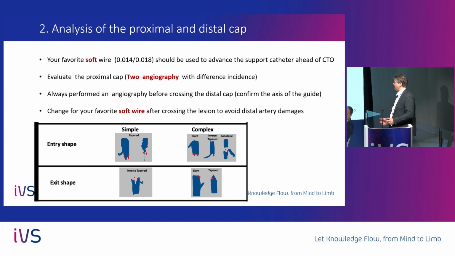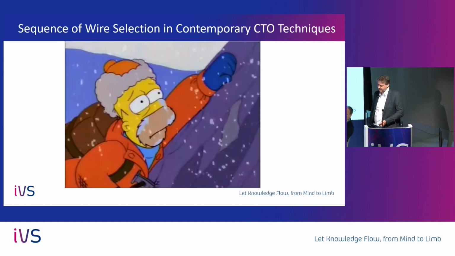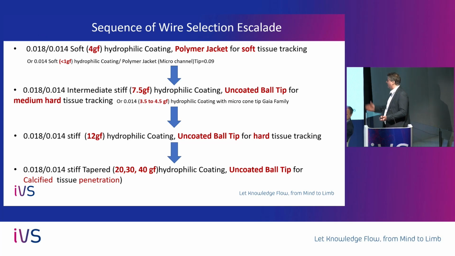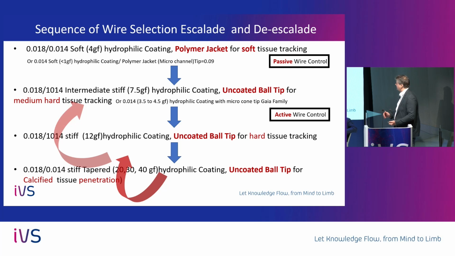The second point is the analysis of the proximal cap. You need to use your favorite soft wire to go very close to the CTO, evaluate the proximal cap with tooth angiography, always perform an angiography just before crossing the lesion, and after you change to avoid any damage of the distal part of the artery. Everybody told me about the sequence of wire escalade. Okay, you have different kinds, soft, intermediate, stiff, very stiff, and you can have this algorithm when you see the preoperative CT scan. But for me, what is also very important, it's not only the antegrade wire escalade, you know that, but you need to have the de-escalade sometimes to cross the distal part of the artery.